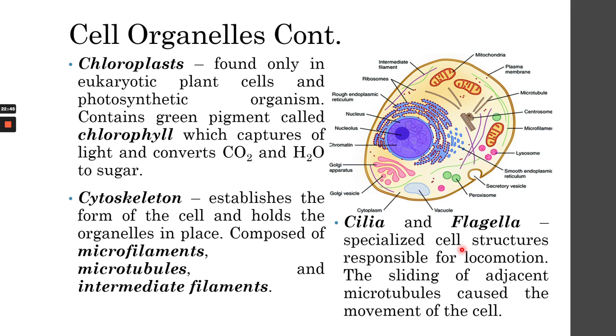You can think of this as a sperm cell. The sperm cell has a flagella, it has a tail. And because of the microtubules and actin sa tail na yun, it swirls the tail in order for the sperm cell to move inside the vaginal area to be able to fertilize an egg.